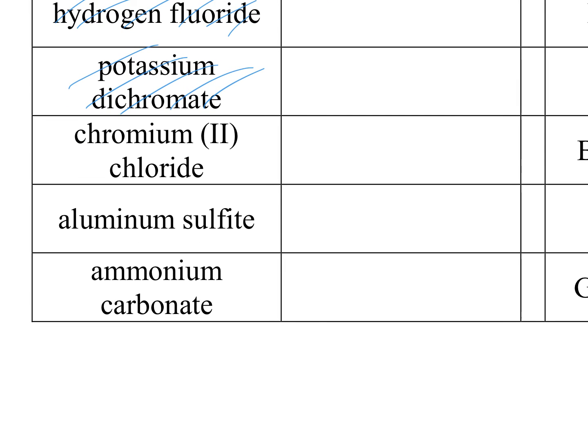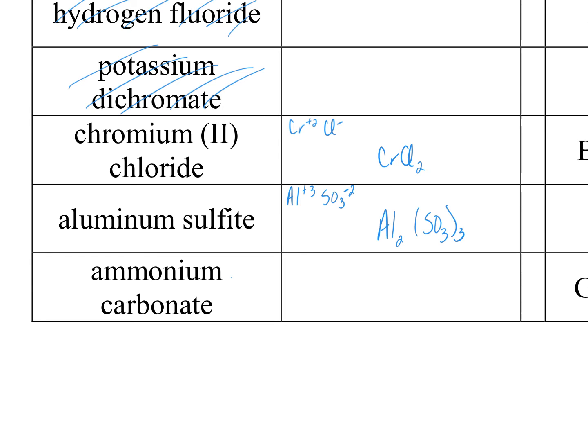Okay, so next we have chromium chloride. Chromium +2, chloride is -1. So this becomes CrCl2. Next we have aluminum sulfite. Aluminum is +3. Sulfite is SO3 -2. So this becomes Al2(SO3)3.